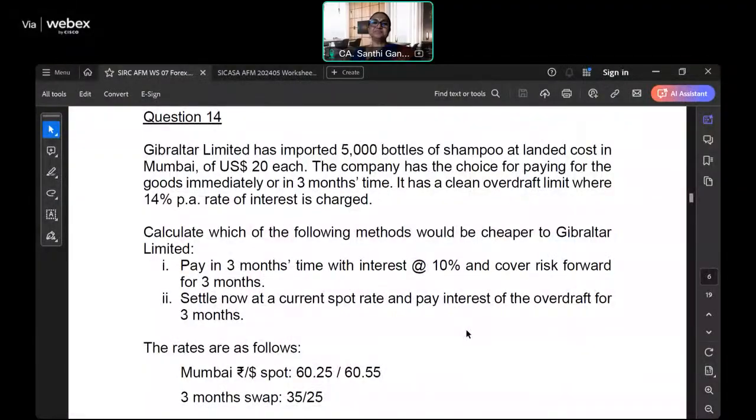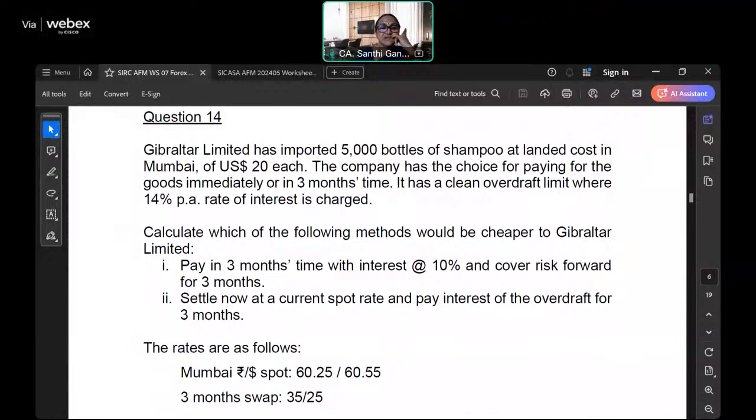So, using this concept of swap points, we can do one problem. You can try this problem. Please try, then we can discuss.